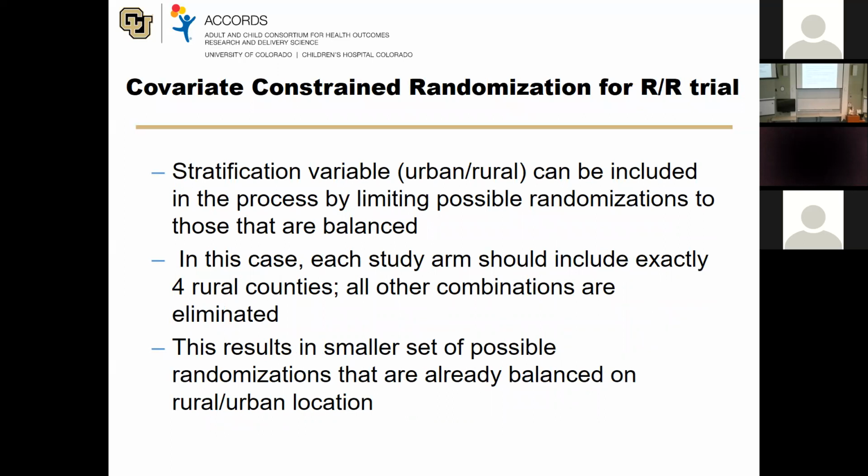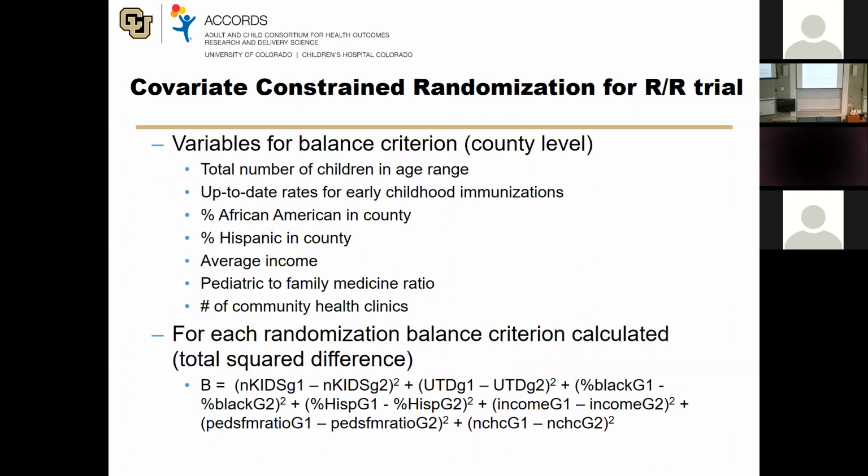Now, stratification variables can be included in the process by initially limiting all possible randomizations to those that are balanced, or you can randomize separately, say for rural and urban. So it could be done a couple of different ways. In this case, what that would involve would be each study arm should include exactly 4 rural counties, and other combinations are eliminated if we included it in the initial procedure. And it results in a smaller set of possible randomizations.